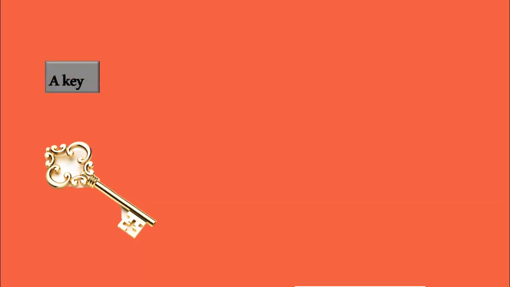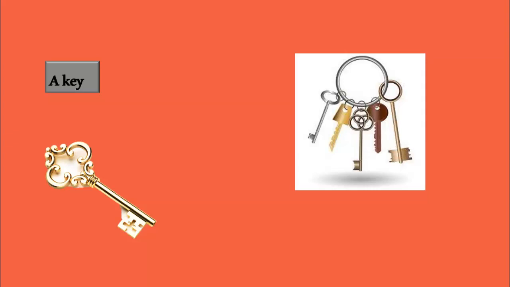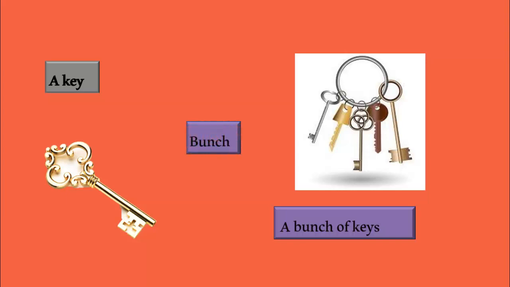One more example: if you have only one key, you will say I have a key. But which collective noun will you use to mention a collection of keys? You will say I have a bunch of keys instead of saying I have many keys. The word bunch is usually used to describe a group of smallish objects such as grapes, flowers, keys, or bananas.